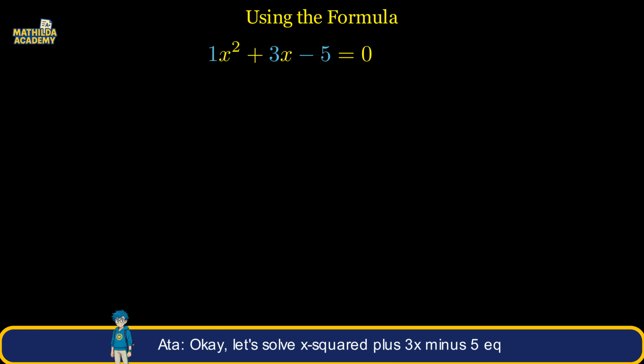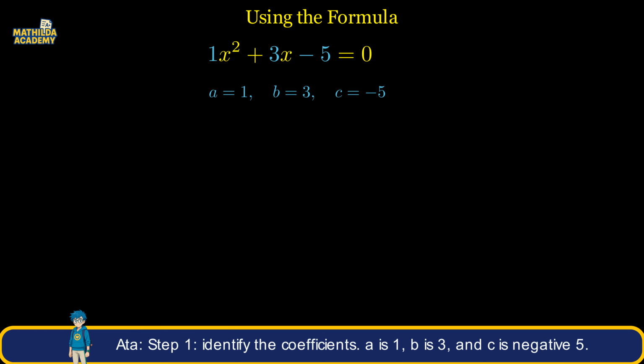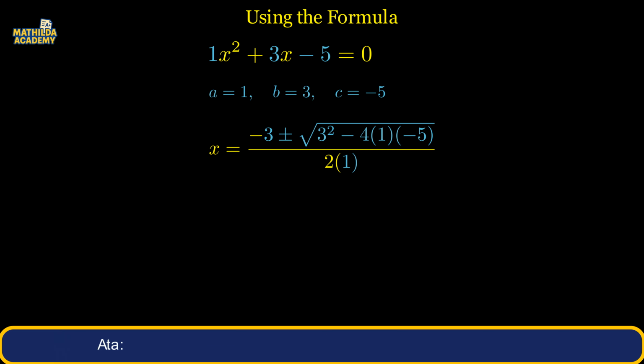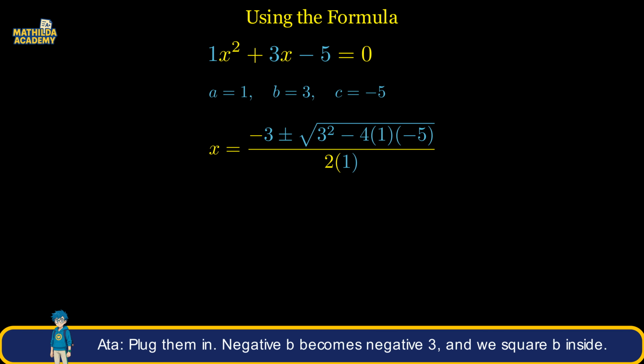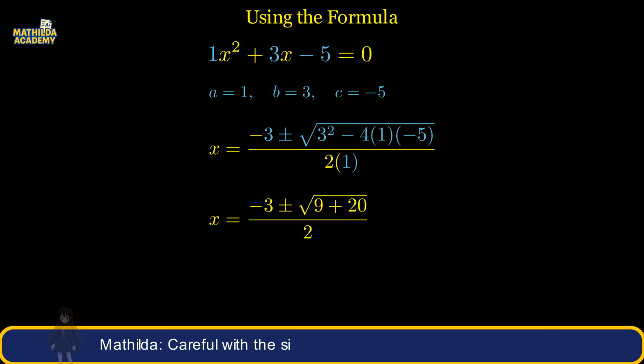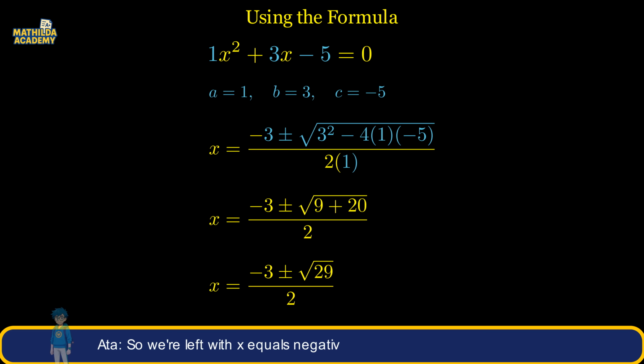Okay, let's solve x squared plus 3x minus 5 equals 0. Step 1. Identify the coefficients. A is 1, B is 3, and C is -5. Plug them in. -b becomes -3, and we square b inside. Careful with the signs. -4 times -5 becomes +20. So we're left with x equals -3 plus or minus the root of 29, all over 2.